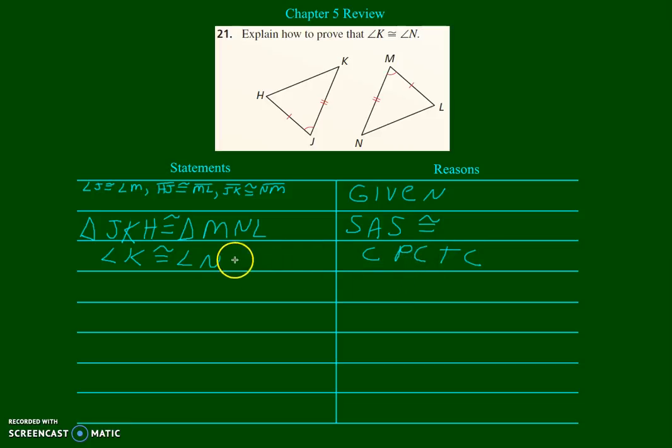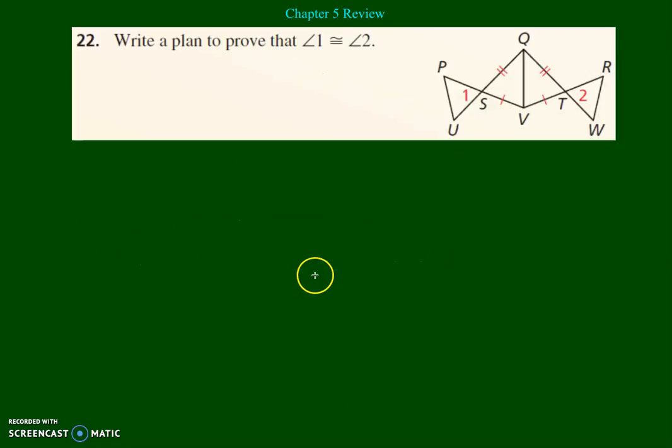And that explains 21. And now for problem 22. So in problem 22, we have this rather complex looking situation, and we're tasked to plan a proof that angle 1 is congruent to angle 2.